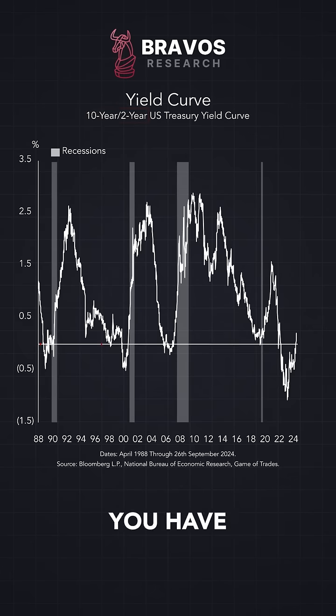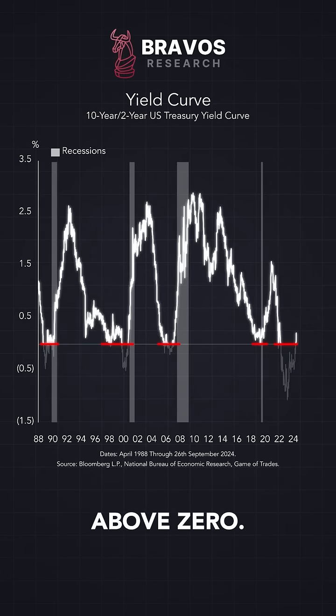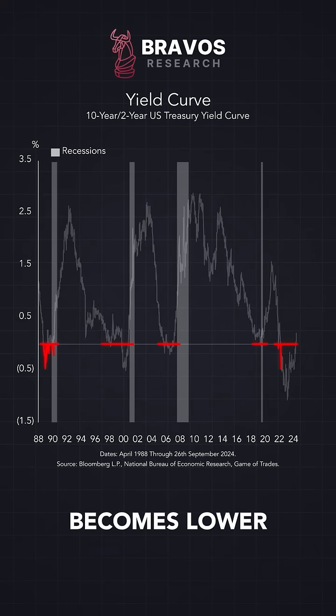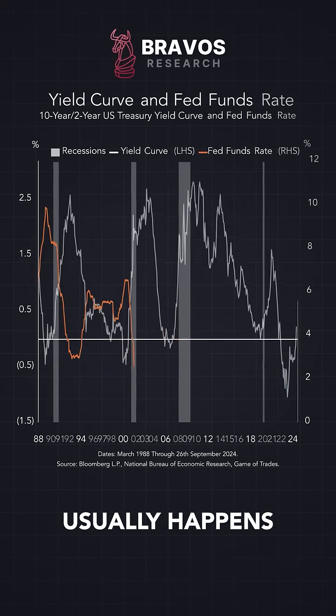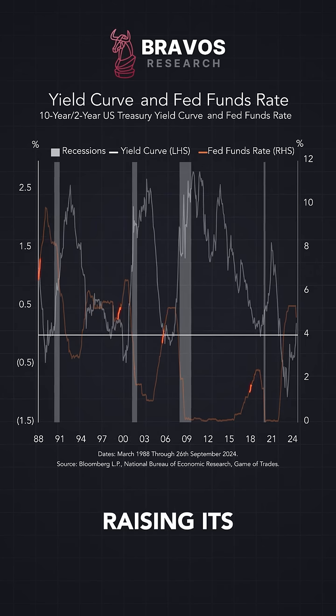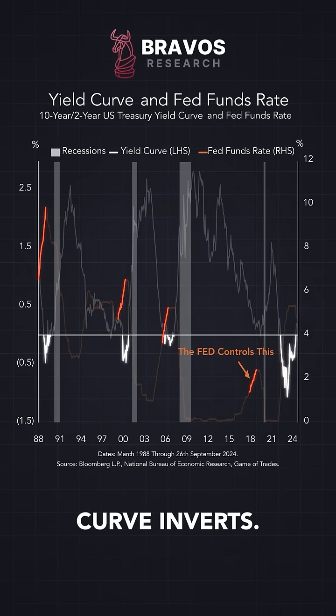Now, most of the time, you have the 10-year yield that is higher than the 2-year yield, so the yield curve is above zero. But sometimes the 10-year yield becomes lower than the 2-year yield, and that's what you call a yield curve inversion. Now, this usually happens because the Federal Reserve has been raising its interest rate. They control shorter-term yield, and so they can deliberately make it so that the yield curve inverts.